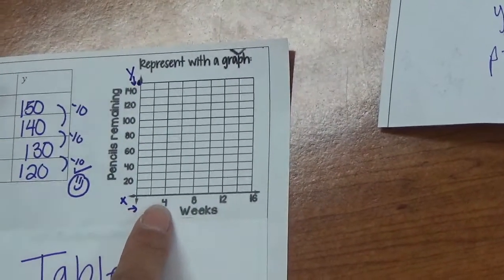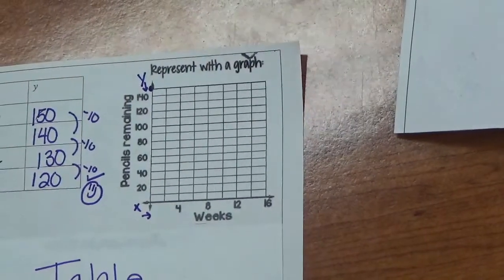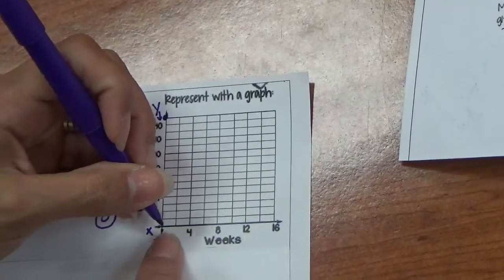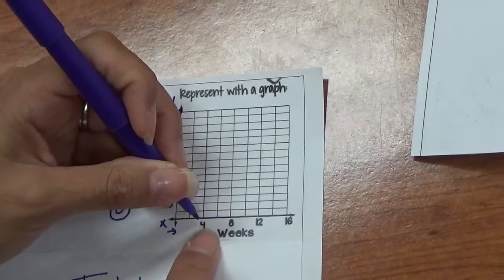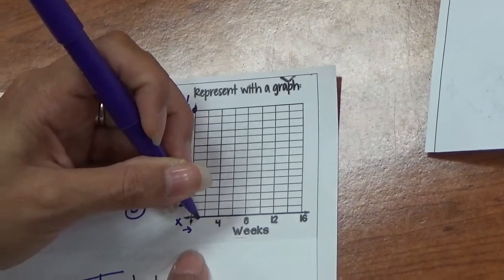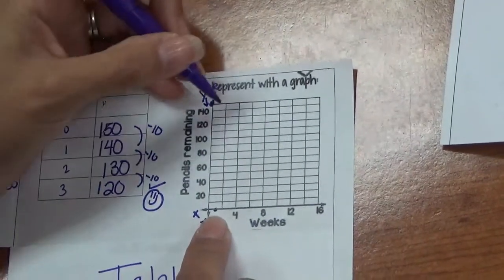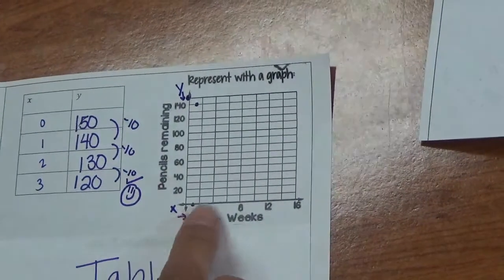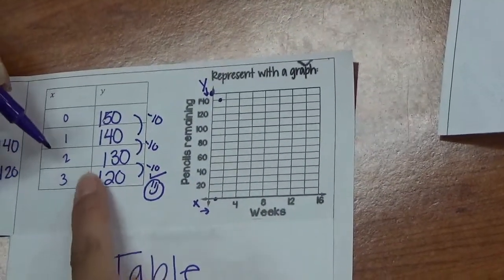Next one's going to be 1. There's no 1. What do I do? Magic purple pen to the rescue. This is 0. This is 2. This is 4. Ding, ding, ding. 1 is going to be right here. So I'm going to go 1 and 140. That's going to be right there. Right? I did that right? Yes. Okay. Then 2. 2 is easy.